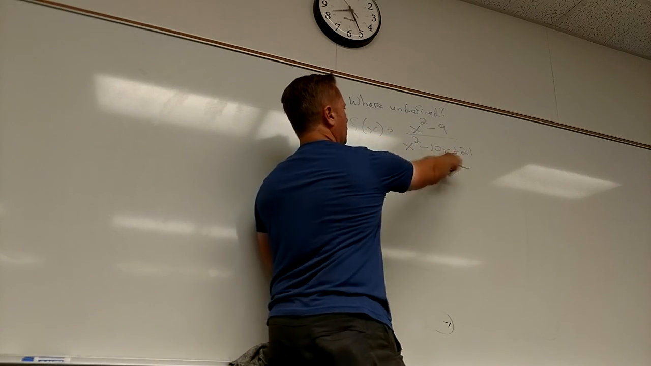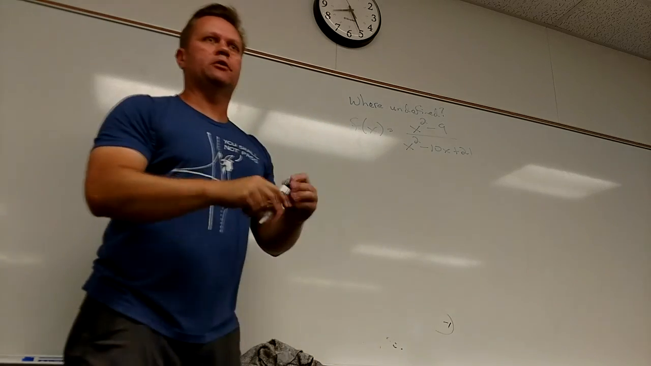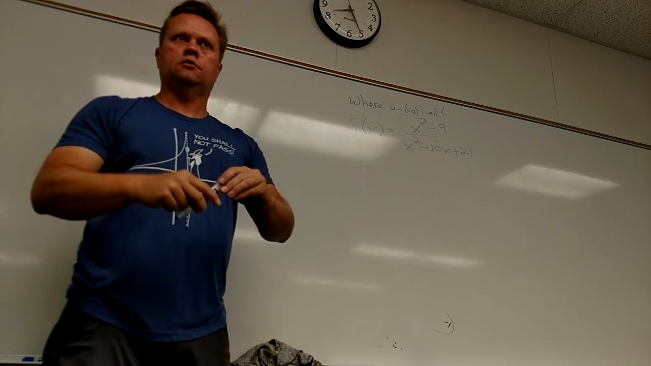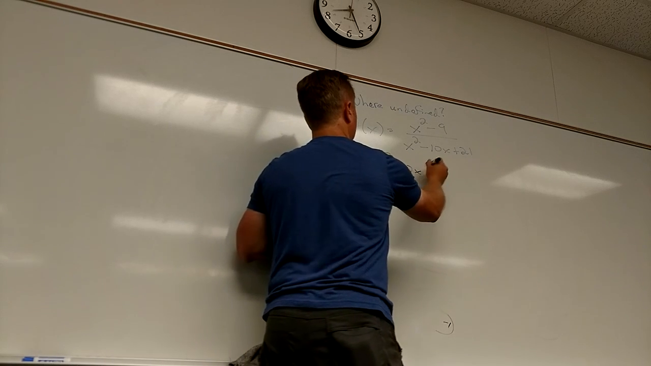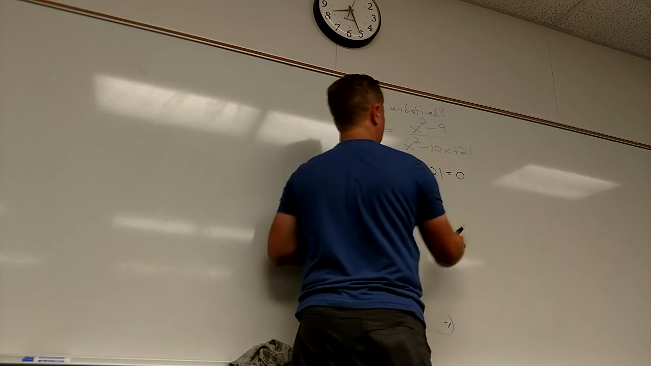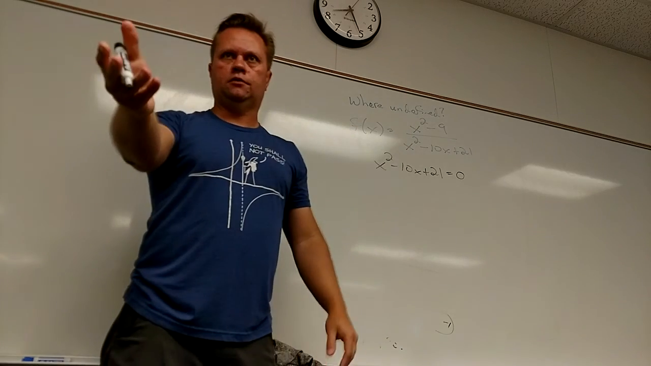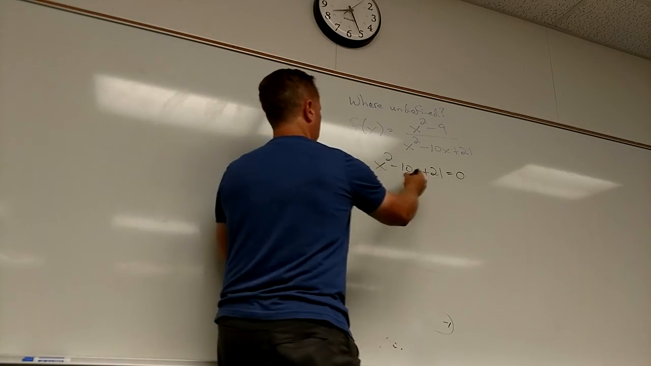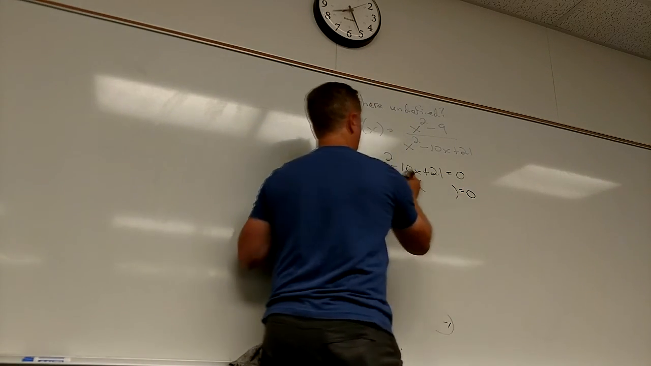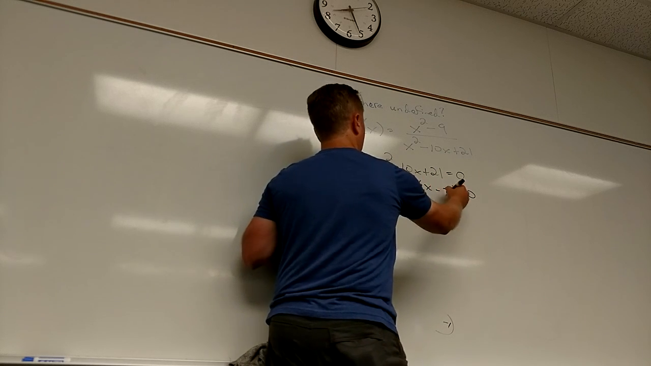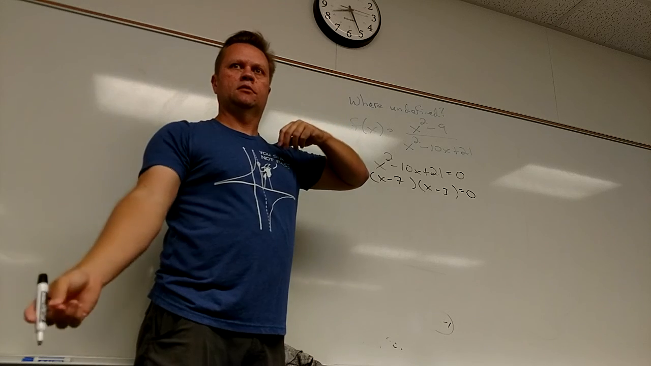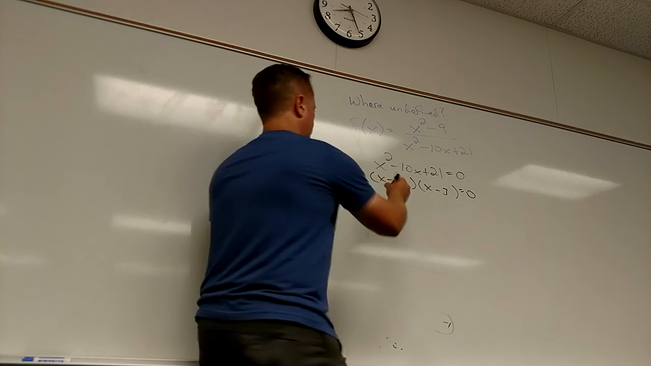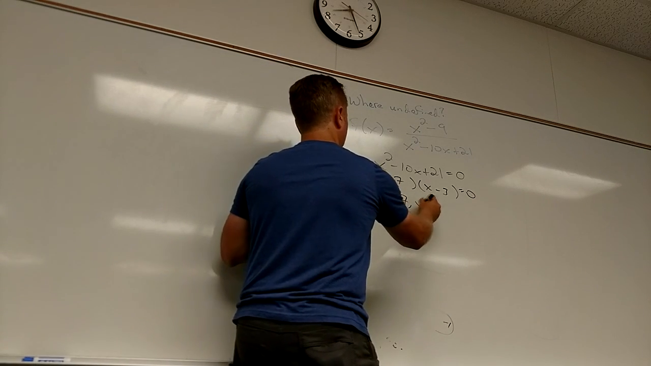So how can I tell where it's undefined then? What do I have to do with the bottom? Factor. Yeah, good. I like it. So make it equal to 0, because that's where it's going to be undefined. And of course, to solve this, I have to factor. How do you factor this? x minus 7, x minus 3. Kick ass. So of course, it's undefined at 7 and 3. I like it. I have a question. Yes.